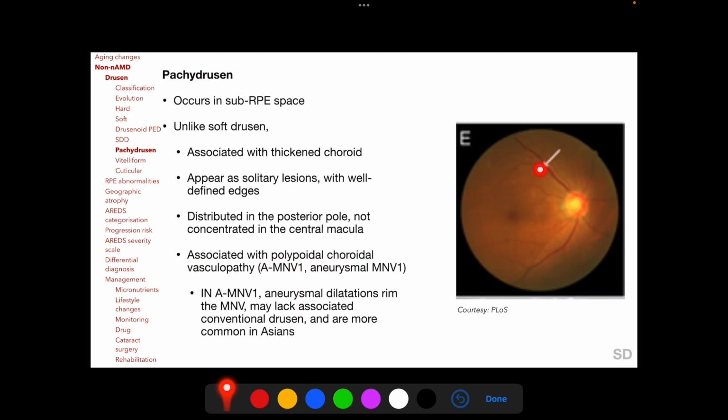Pachydrusen, as seen here in this photograph, belongs to the pachychoroid spectrum of diseases and occur in the sub-RPE space, and unlike soft drusen, pachydrusen is associated with a thickened choroid and usually appears as a solitary lesion with well-defined edges. They are distributed in the posterior pole and are not concentrated in the central macula, and pachydrusen is said to be associated with polypoidal choroidal vasculopathy, also known as aneurysmal MNV type 1.